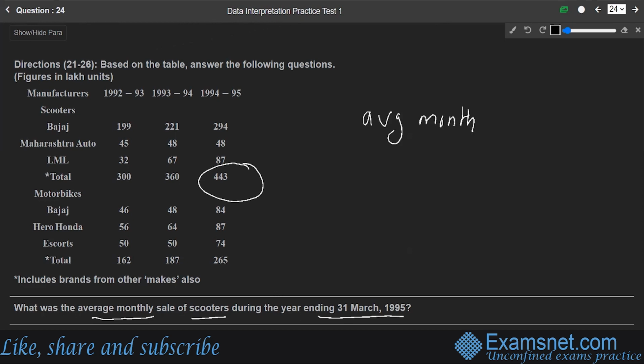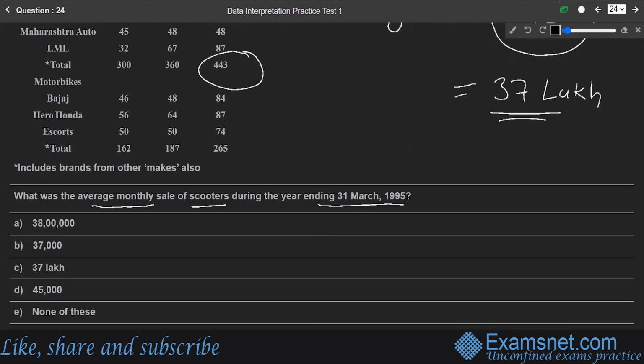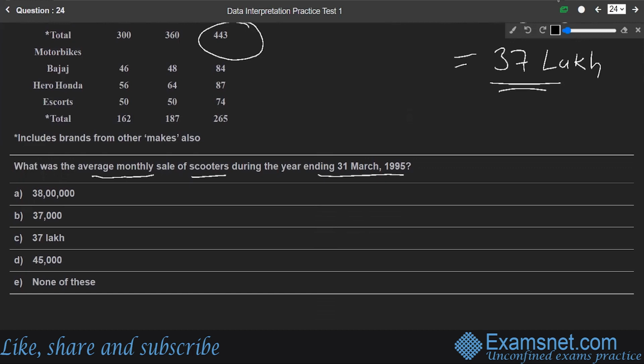Average monthly sale will be calculated by the total sale of the complete year, that is 443, divided by the number of months in a year, 12. The unit will be in lakh. If we calculate this, it comes out to be exactly 37 lakh. So that is the average monthly sale of the scooter category for 1995. That is available in option C, 37 lakh.